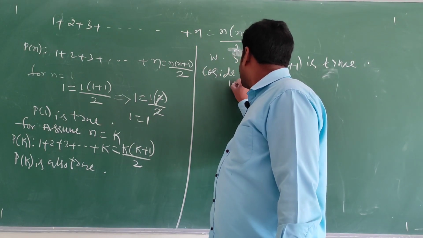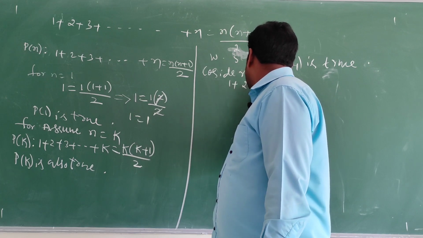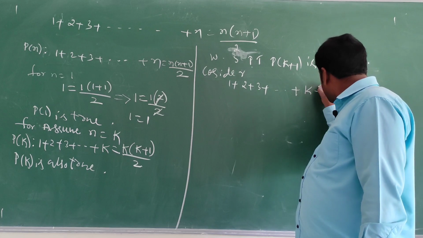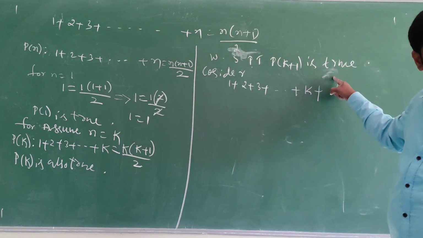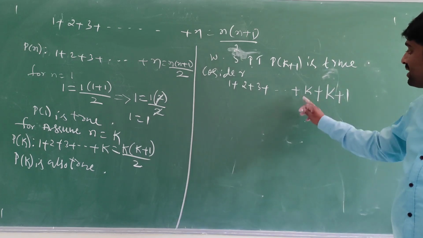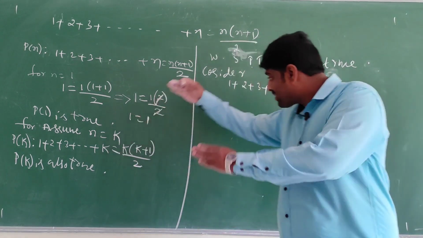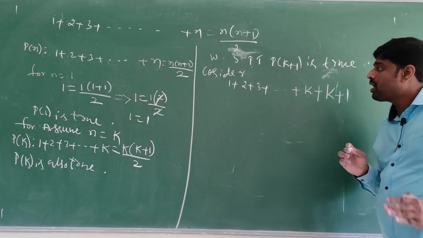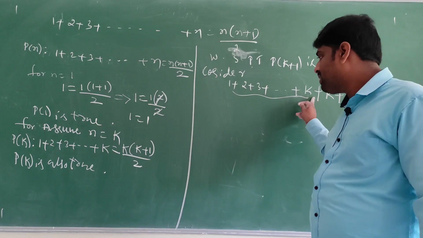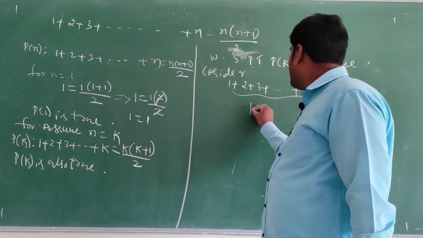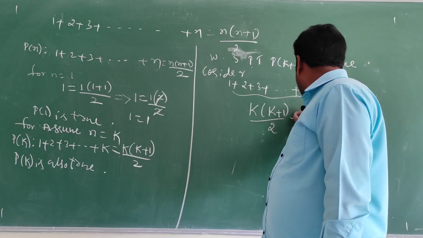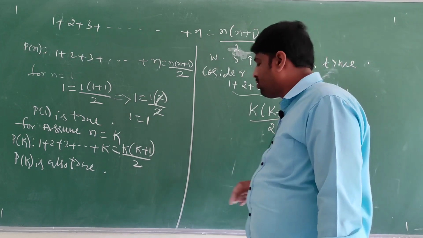That is 1 plus 2 plus 3 plus so on plus k, and I have to prove P of k plus 1 is true, so I have to take k plus 1. Wherever k is there, I have to extend up to k plus 1. That is, this value is 1 plus 2 plus 3 plus so on plus k, which is k into k plus 1 divided by 2, plus k plus 1.